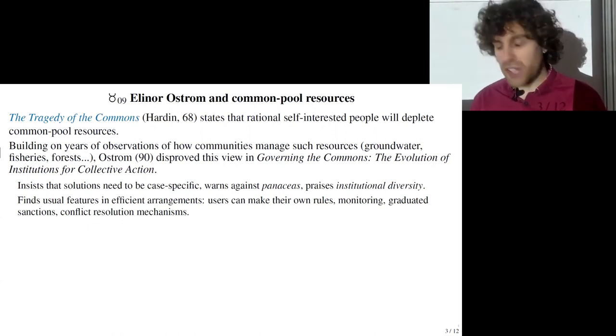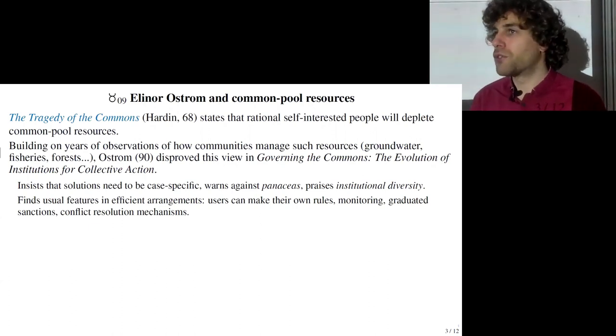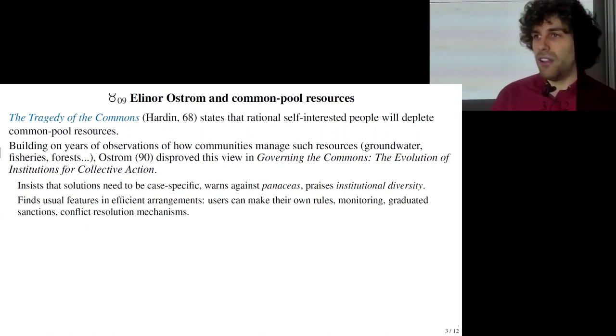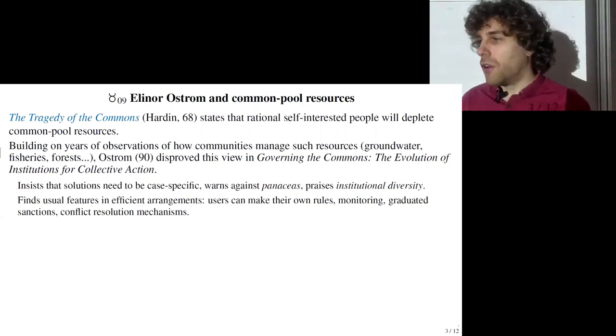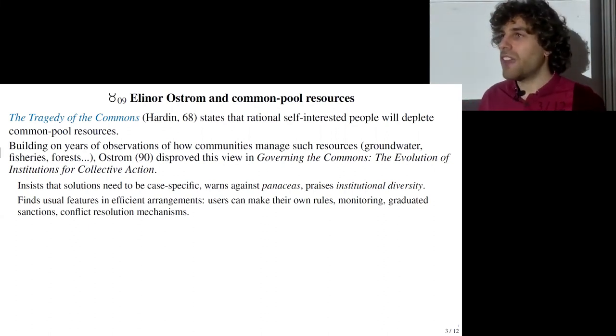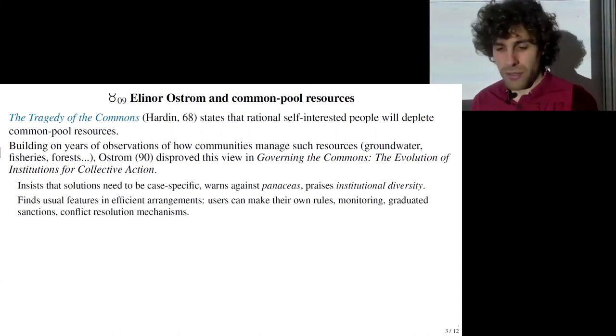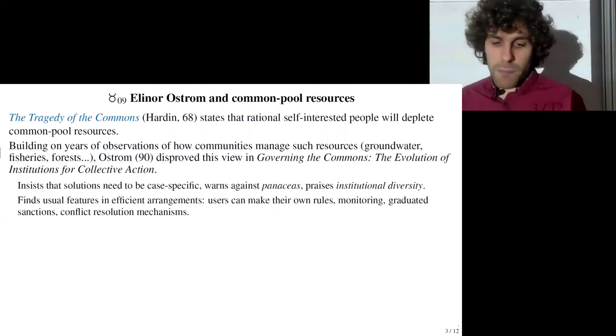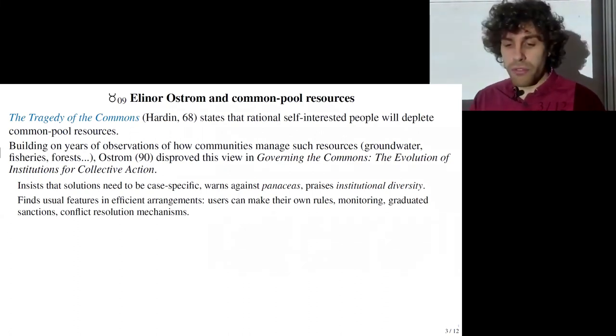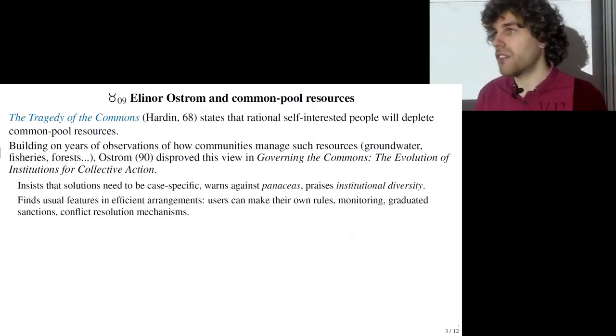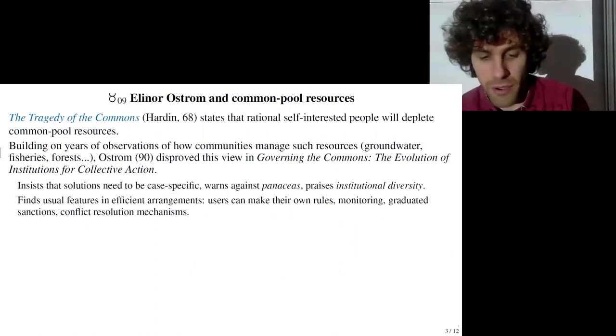So you didn't have conflict resolution mechanisms because you trusted each other enough, perhaps because there wasn't a big stake, because as you said, if you lose, you just lose imaginary stars, so it doesn't really matter. But you had devised your own rules, you had monitoring, and you had sanctions, which is paying beer to the others.